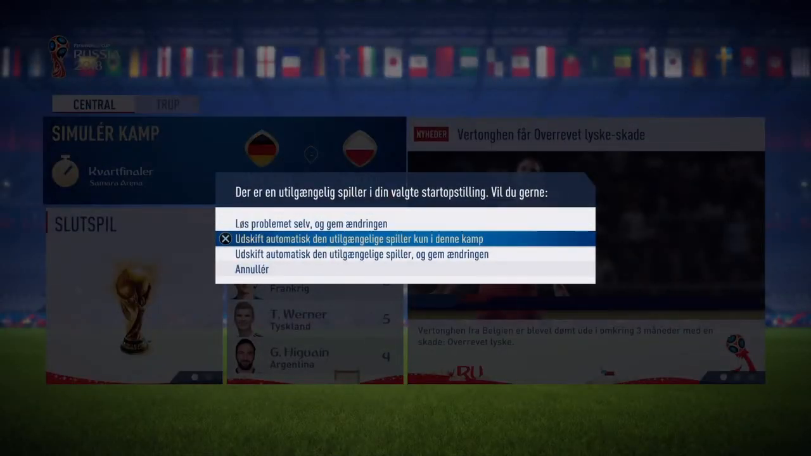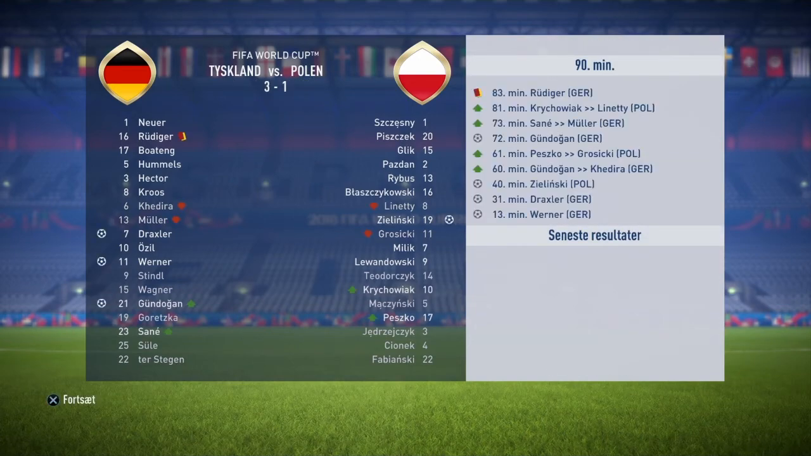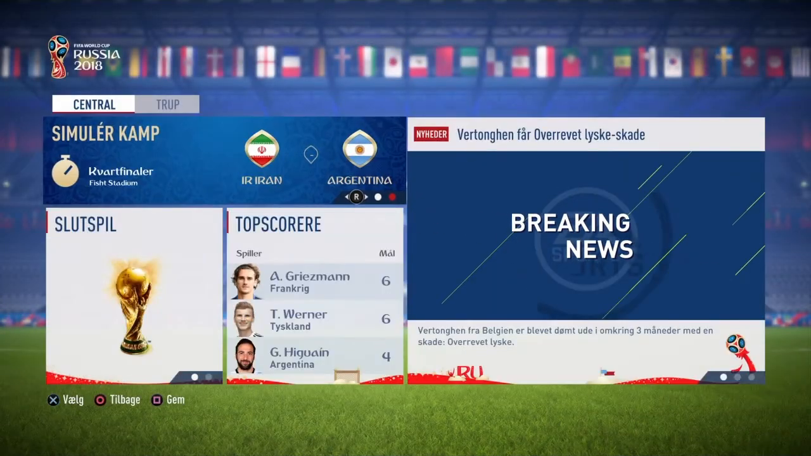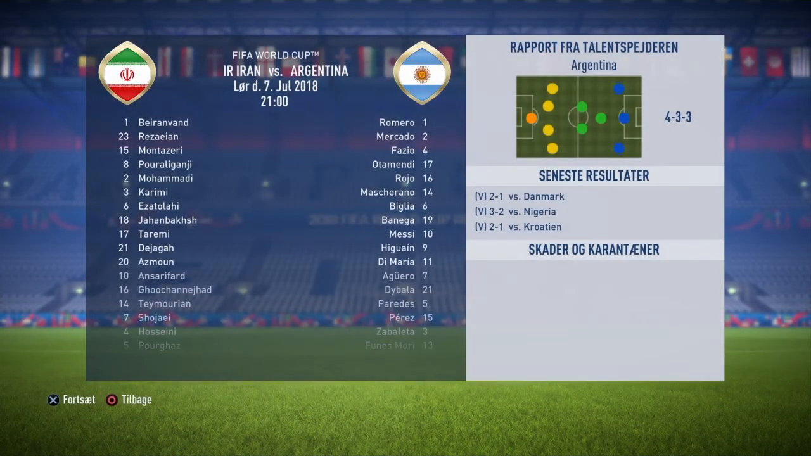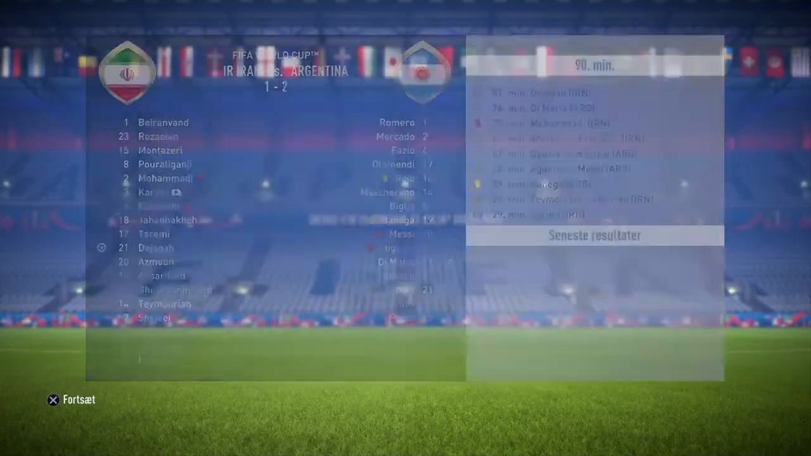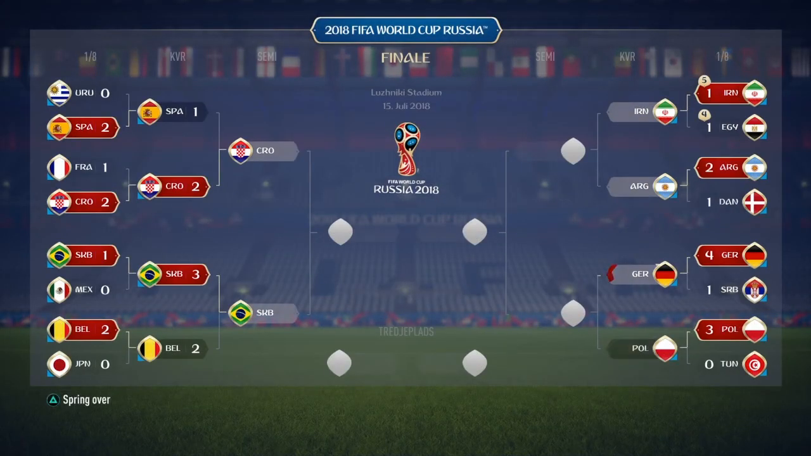And now we got Germany against Poland in this quarterfinal, and it is Germany who win 3-1 over Poland. And last but not least, we have the weird game, Iran versus Argentina. Can Iran knock out another team from this tournament? No, they will lose 2-1 to Argentina. So the semi-finals will be Croatia versus Brazil and Argentina versus Germany.